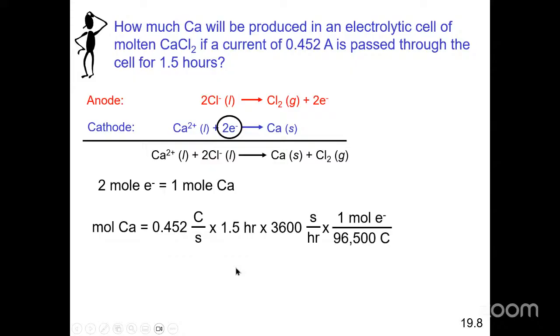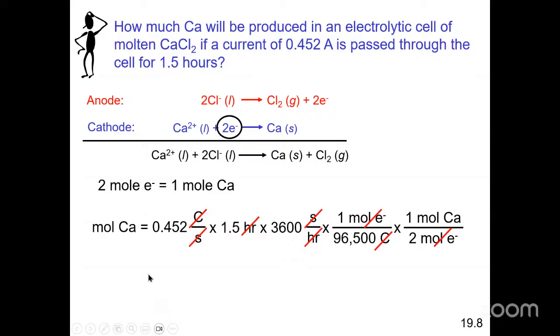And then we multiply by the ratio between the moles of electrons and Faraday's constant, all right? So that will give us the moles of electrons. And then because of the 1 to 2 mole ratio between the calcium and the moles of electrons, we multiply by this to get the moles of calcium, right? So the hour units will cancel out here and here. The second units will cancel out here and here. The coulomb units will cancel out here and here. And the moles of electron units will cancel out there and there. So the only unit remaining will be the moles of calcium unit.